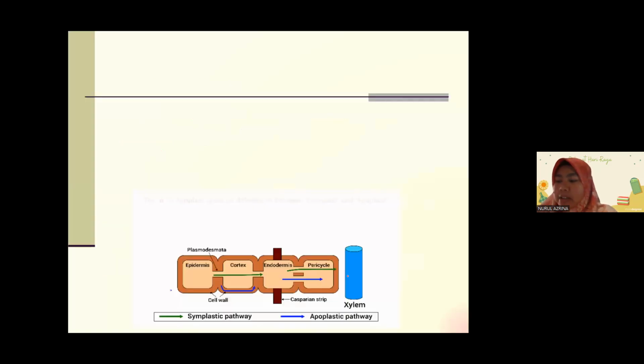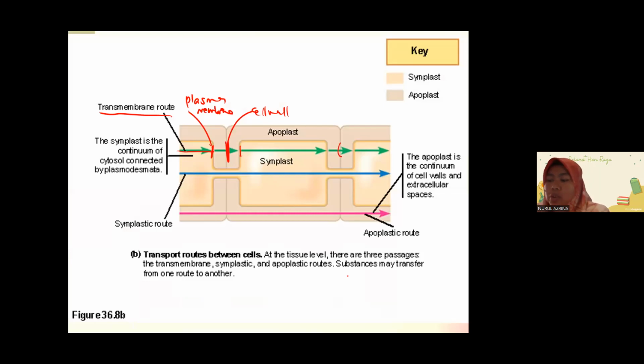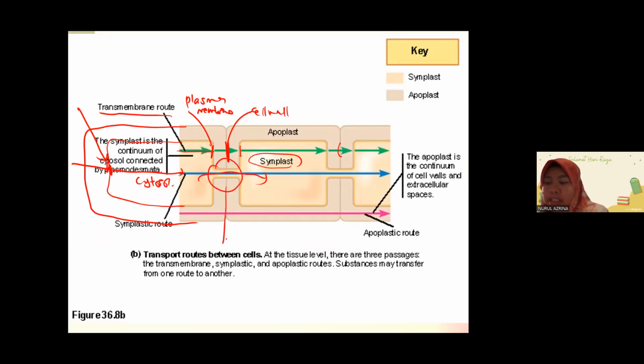Let's see this one. This is symplastic route, the blue color. Imagine I draw this complete cell, so you will have crossing of at least one plasma membrane. Then water moves from one cell to another cell along the continuum of cytosol and goes to the next cell via plasmodesmata. So that is symplastic route.